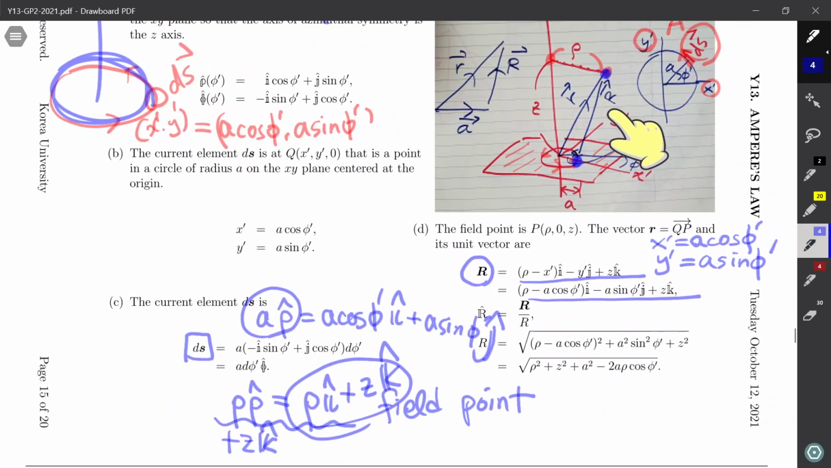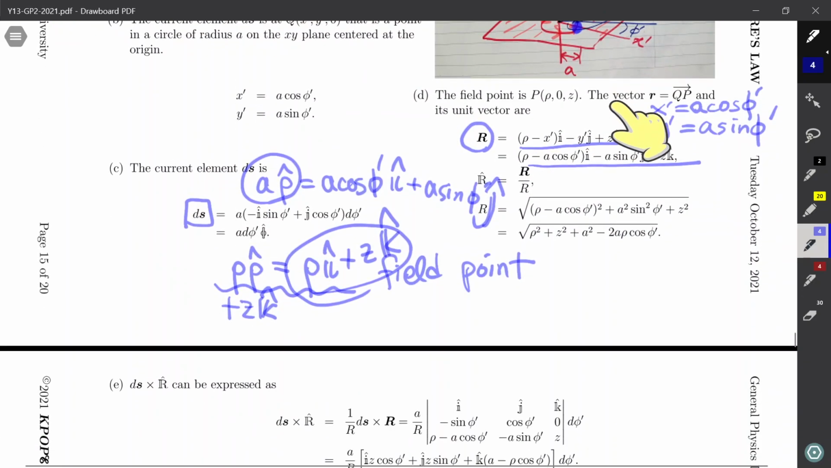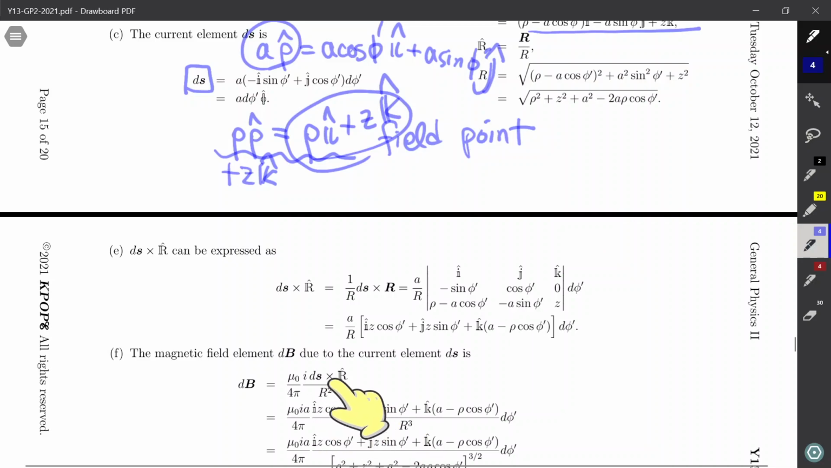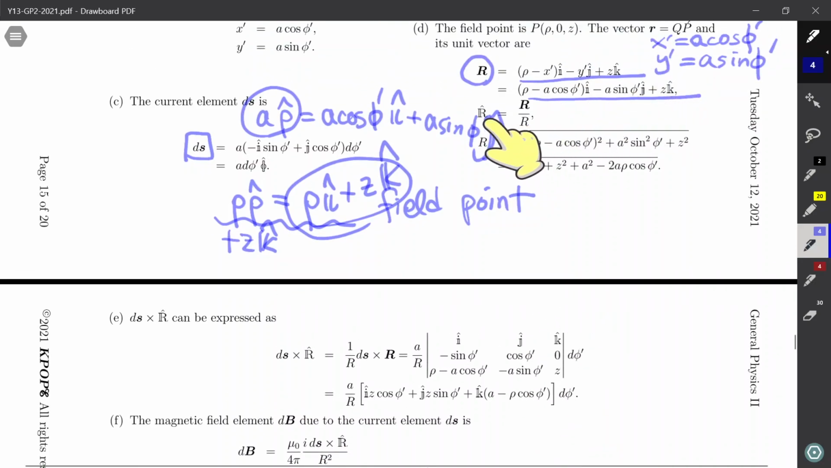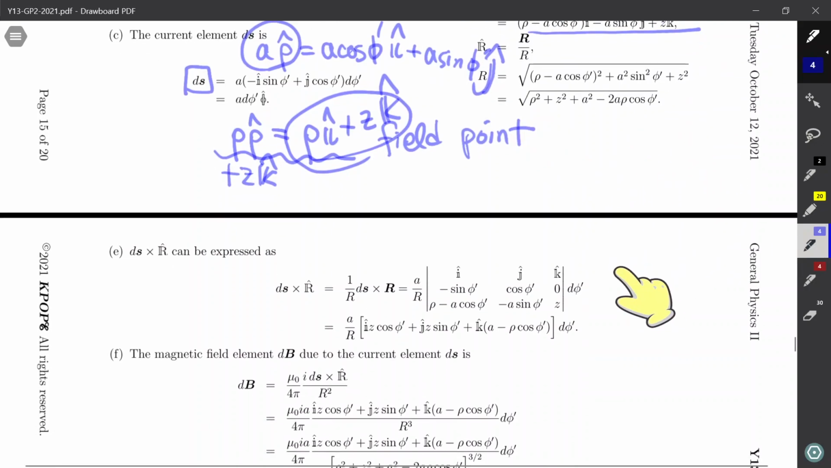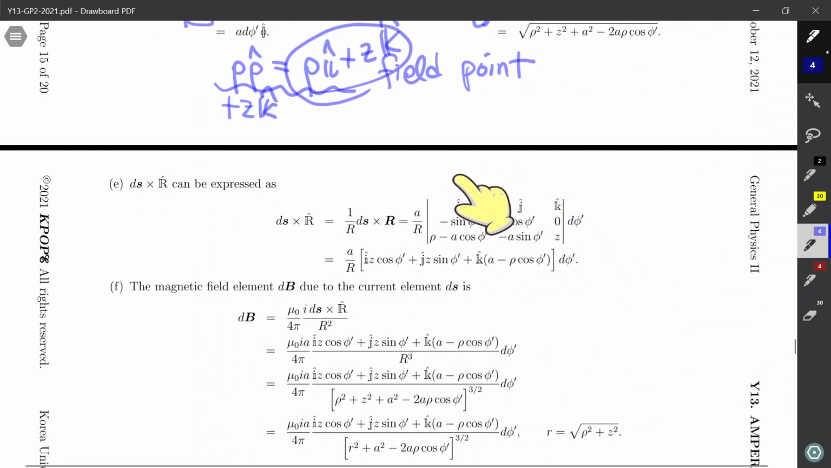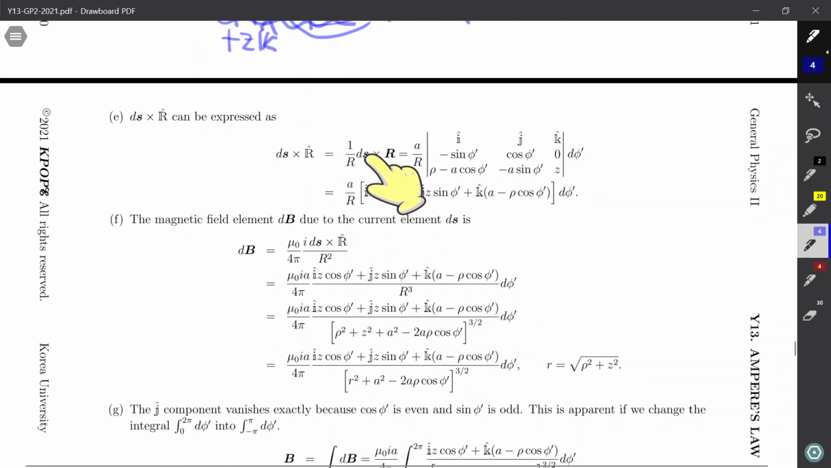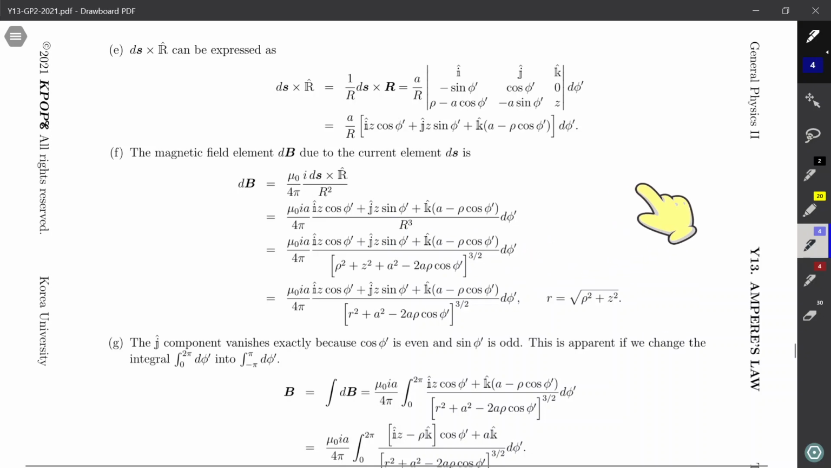The magnitude of R squared will be multiplied in the denominator. The unit vector is divided by the magnitude, so R divided by its magnitude will be the unit vector. So we compute ds cross R hat, that is, R hat is R vector divided by magnitude of R. And we make use of the determinant to find out the ds cross R. Substituting this into the Biot-Savart Law, we have this expression.